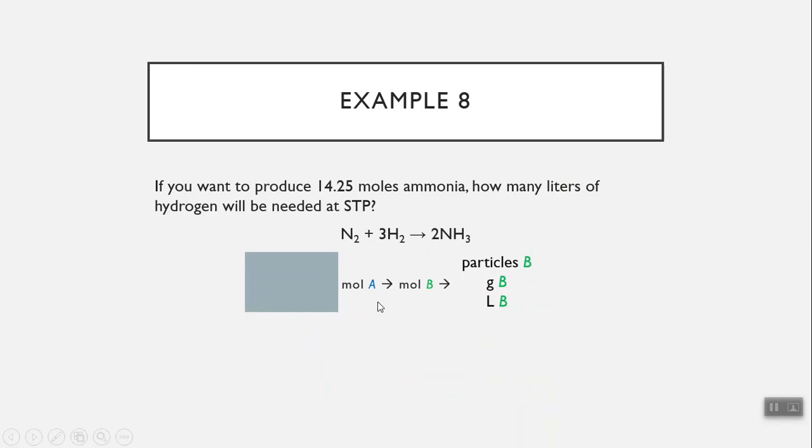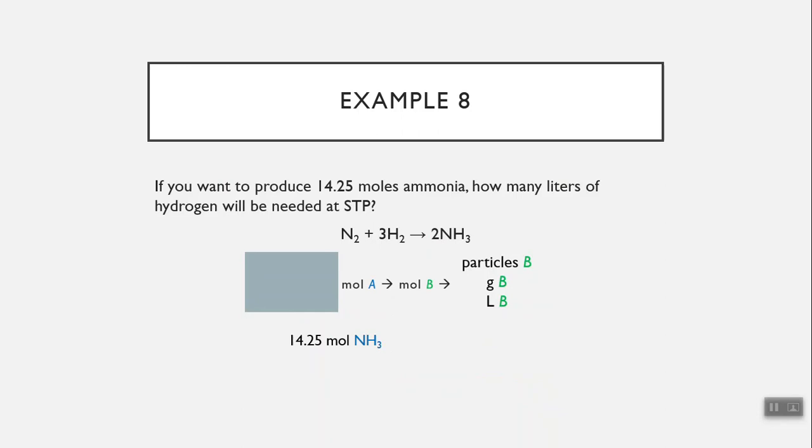We're going to start at moles of A, go into moles of B, and we're going to go all the way to liters of hydrogen, right? So we're going to go all the way to over here. So go ahead and pause the video and set it up. Try to set it up yourself, okay? And when you're ready, unpause, because I'm going to show you my setup.